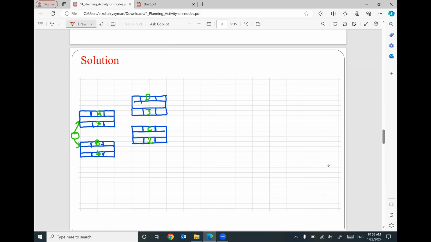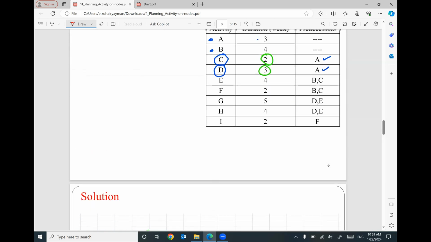So I will draw an arrow like this and another arrow like this. That means I have to finish A to start C and D. And the relationship is not given, so the common relationship is finish to start. Finish to start.